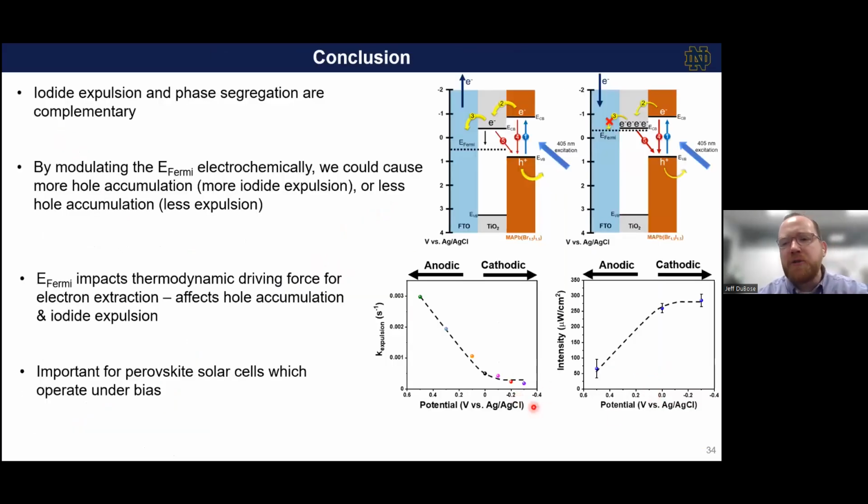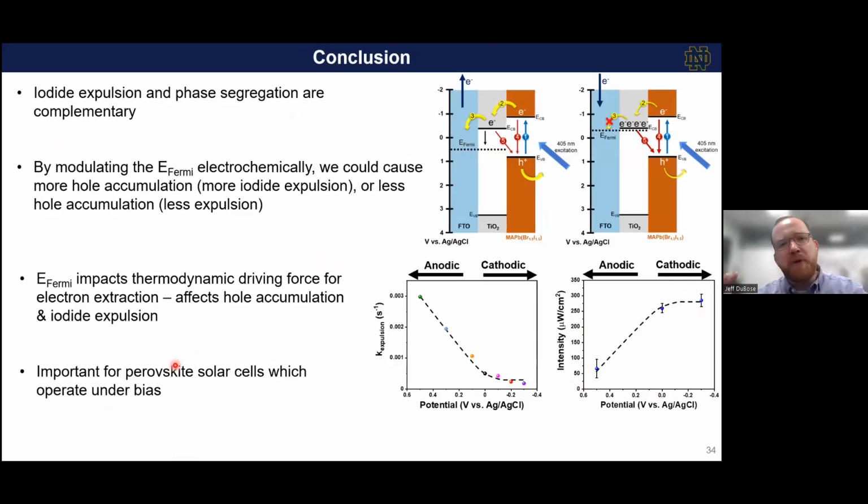And then indeed, if we also look at the intensity dependence, in these cases where we're biasing more cathodically, where we suppress the process, we require a lot larger laser intensity in order to drive this process, whereas under these conditions where we have a stronger driving force, the laser intensity required to drive this process is a lot lower. So these things directly correlate with each other.